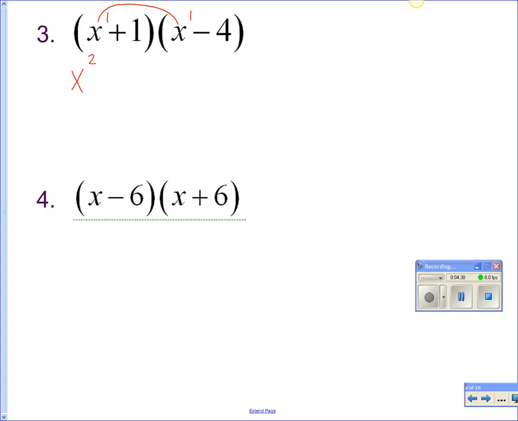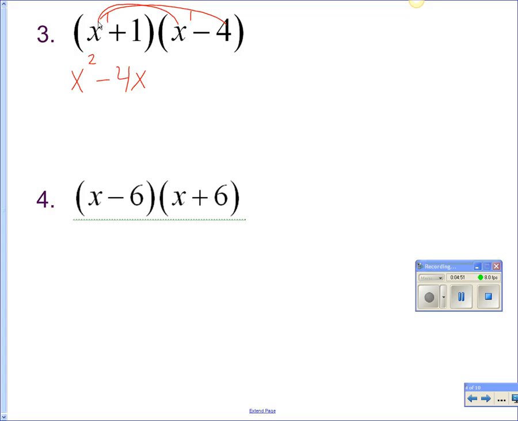Then I'm going to multiply x times negative 4. What's x times negative 4? You can multiply them. You just can't combine them. Negative 4x. Good. Now, that's the top lobster claw. Now we're going to do the bottom lobster claw.